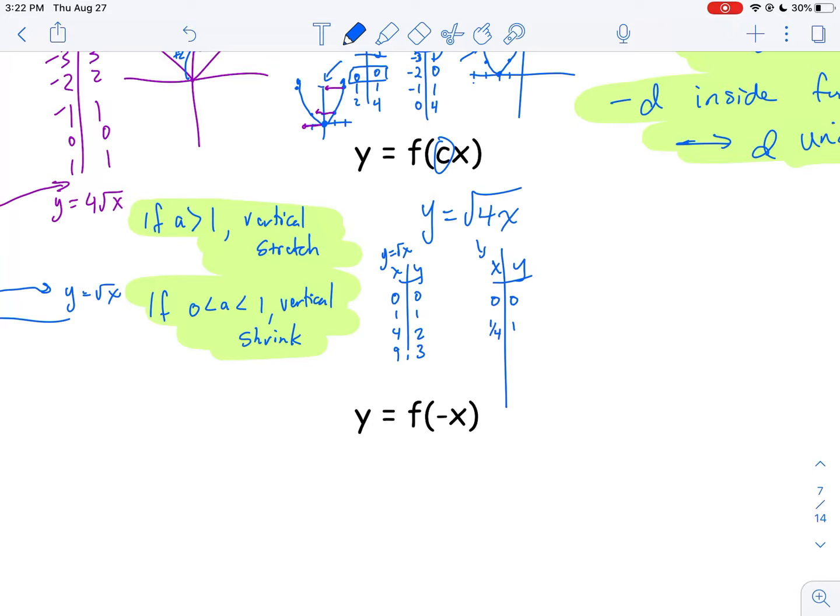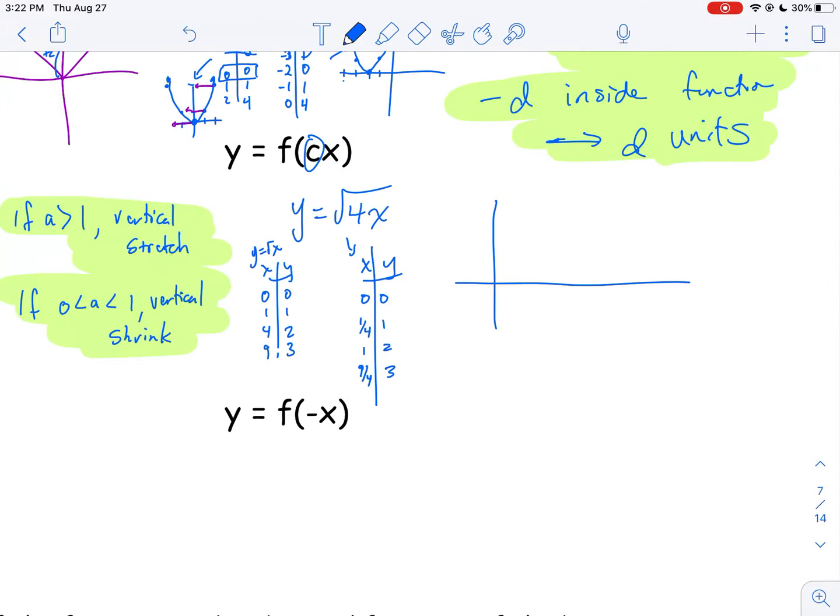To get the same y value as 4 in the x value here, I'm going to have to put the number 1 in for x, because 1 times 4 is 4. The square root of 4 then is 2. And then this is going to be the same way. It's going to be 9/4. When I put 9/4 in, times 4 is 9. The square root of that is 3.